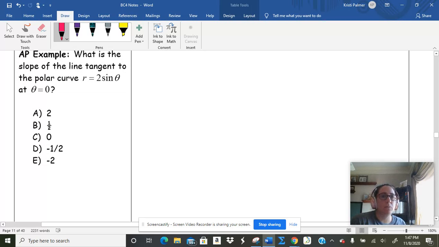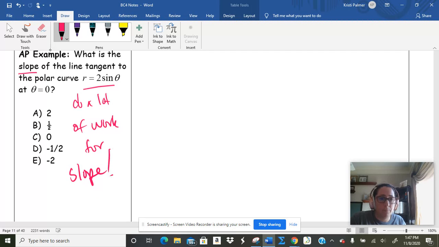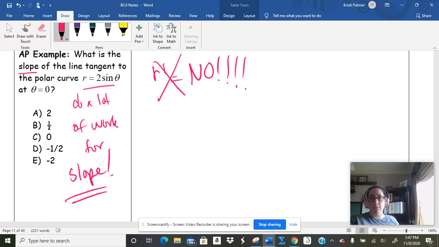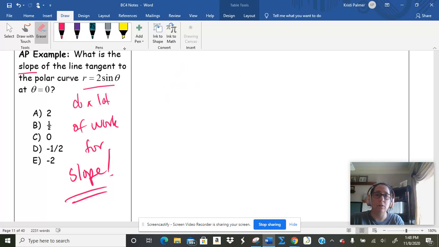Okay, so the next one, what is the slope of the line tangent at theta equals 0? Okay, so when I want slope and I'm in polar, we've got to do a lot of work, okay? Do a lot of work for slope. So many times kiddos want to just go find r prime. No, that's going to tell us something different. We will get to that, but that is not slope, okay? That's the rate of how fast the r is moving. It's not the slope, like at that curve.